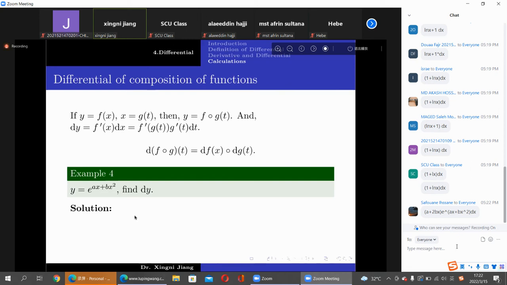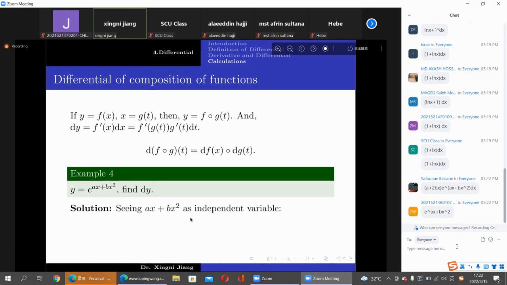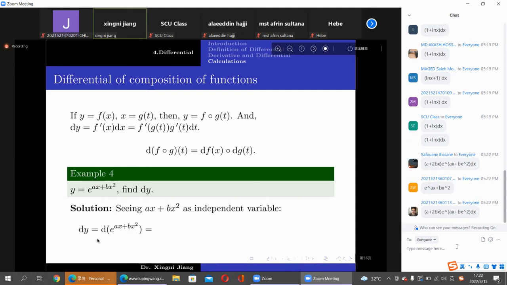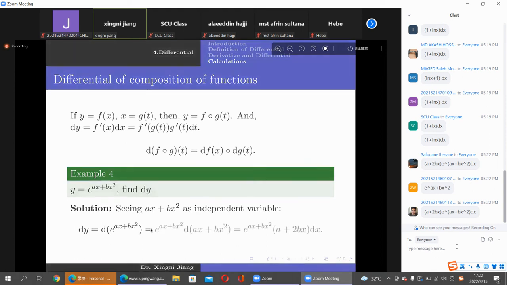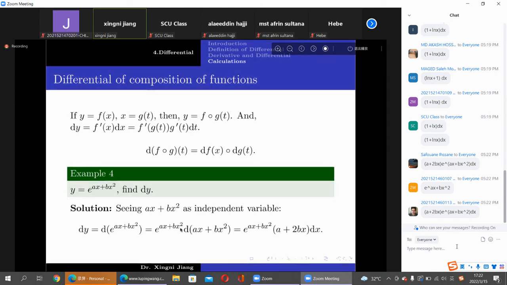Yes, correct. So the answer, you can just try to find the derivative of this guy, which is just like that. So the derivative of e to the power of something, and multiply with the derivative of that something, okay?